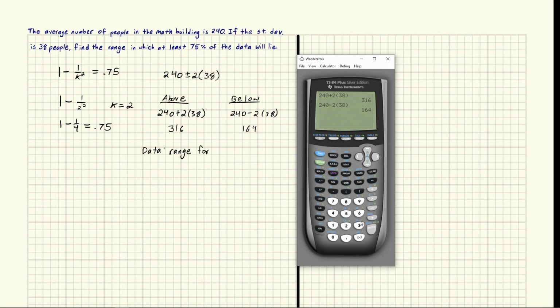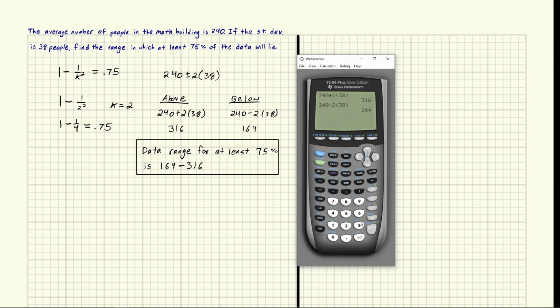for at least 75%. Wow, that looks horrible. Let me rewrite that. 75% is 164 to 316. This is not a minus sign. This is a 2. That's how we write it. It looks like a minus sign, but it's not. And that is how you do a question like this.